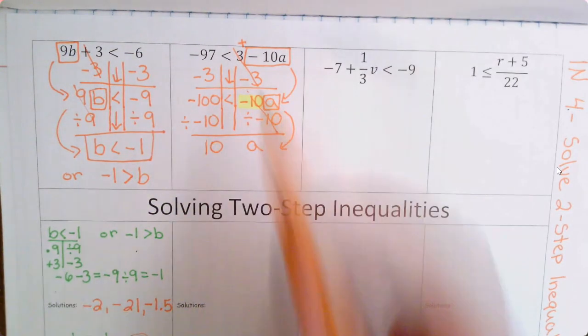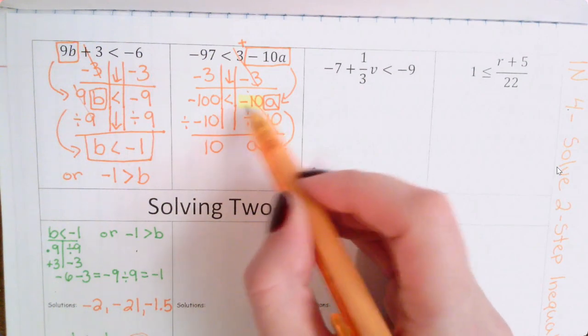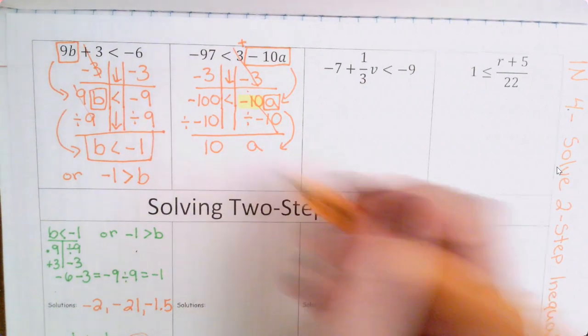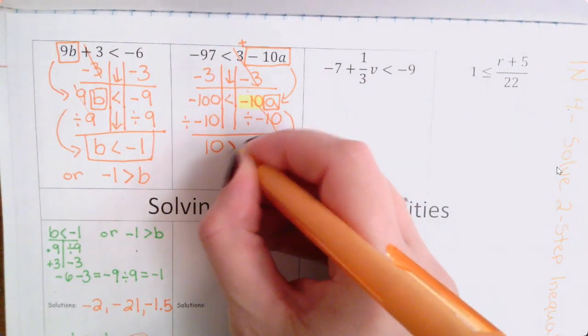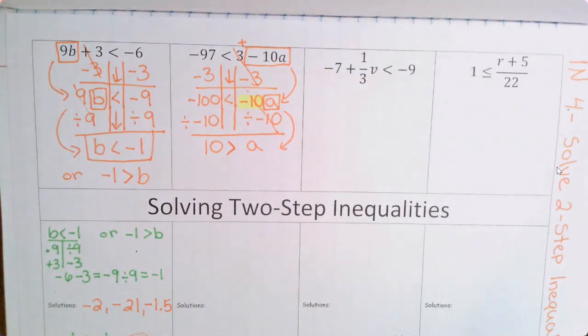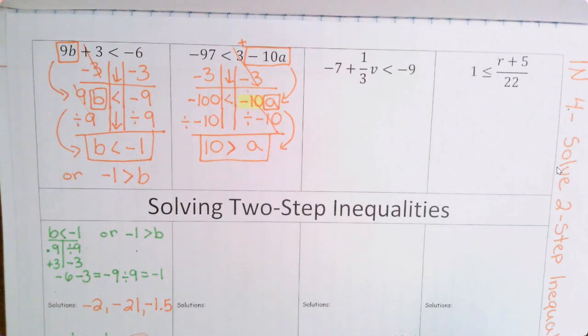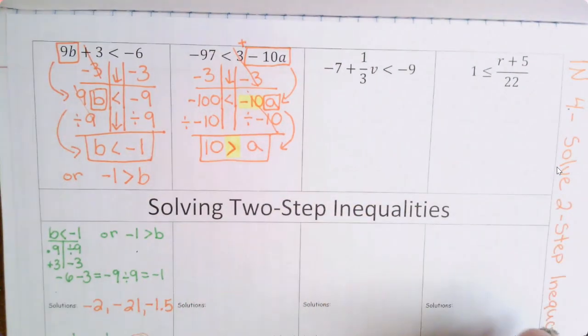Now here's the tricky part. I know that when I highlighted that negative coefficient, I was going to have to switch my inequality sign around. So instead of just carrying it down, I am going to flip it. Instead of being a less than sign, it is now a greater than sign. So I have 10 is greater than a, and I'm going to highlight where I switched it, just as a way of checking that I knew I had to flip it, and here's where I did.